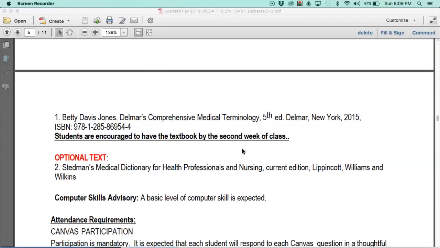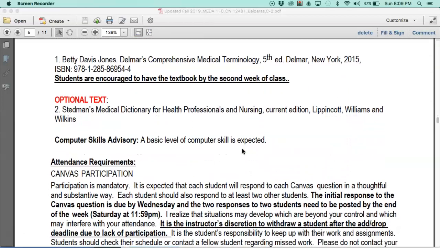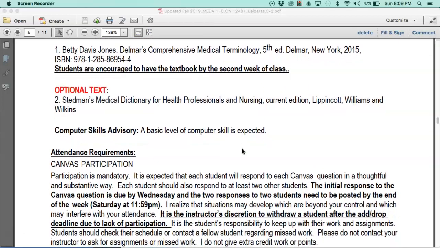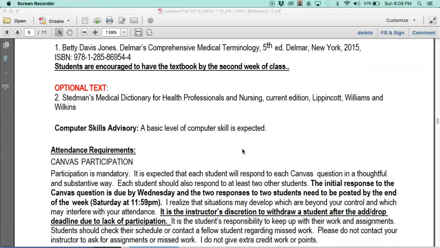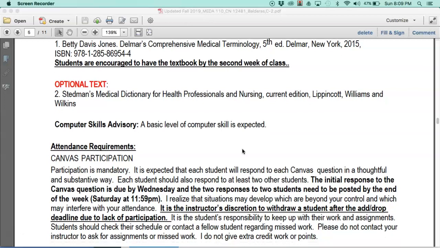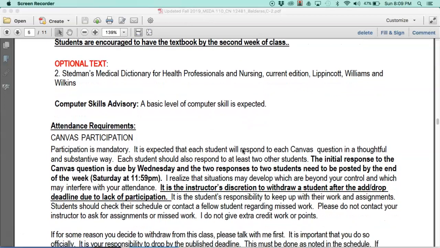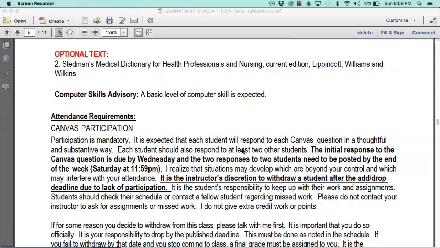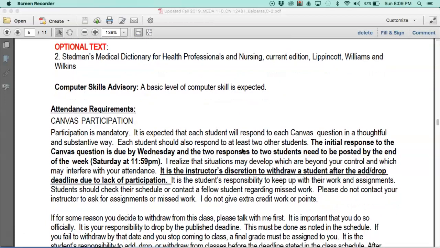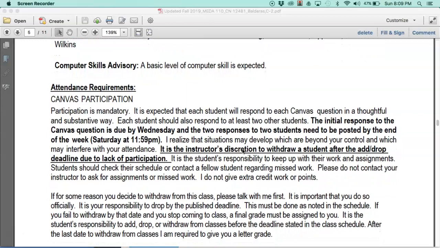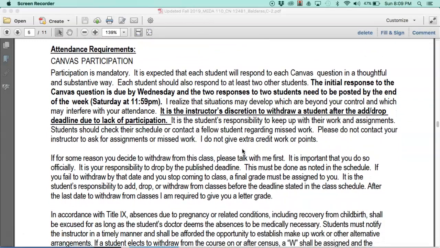The textbook that's required is by Betty Davis Jones. It's the 5th edition of the Comprehensive Medical Terminology book. I highly recommend you get that hopefully this week, no later than the 2nd week of class. It really does help. The chapter review exercises in the back and everything prepare you to be successful for the exams. You can get a medical dictionary. You can use a medical dictionary online. Quizlet works very well, as a lot of students found that very helpful.